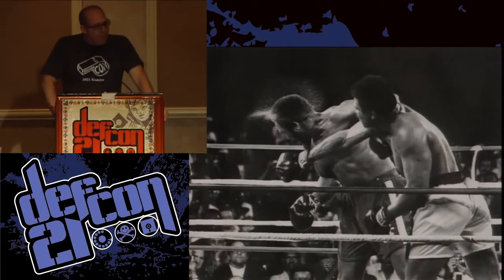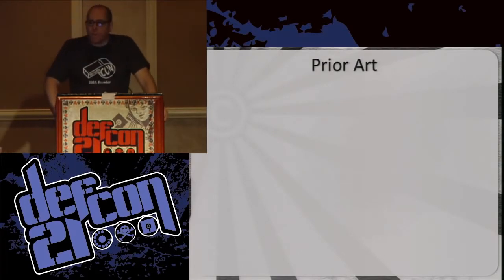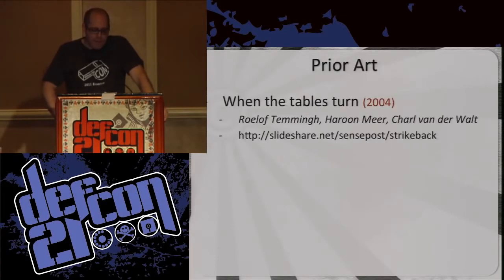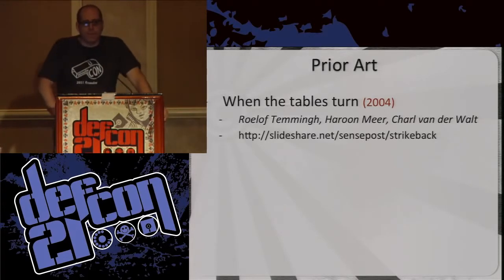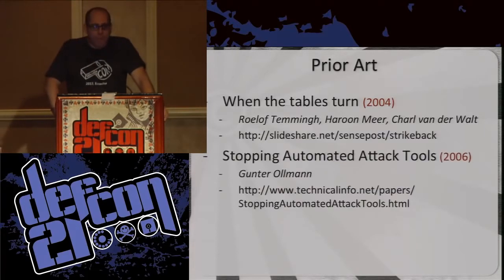So there's some prior art. I kind of looked around. I was trying to find who else has talked about this stuff before, because in my mind this was just obvious stuff. I was like, someone's bound to have already implemented this stuff. There was a 2004 talk by Haroon Mir and the guys at SensePost, where they mentioned using HTTP status codes to slow down attackers. It was a one-line comment in a slide deck. That was it. I was like, okay, well, someone's mentioned it, so there must be more.